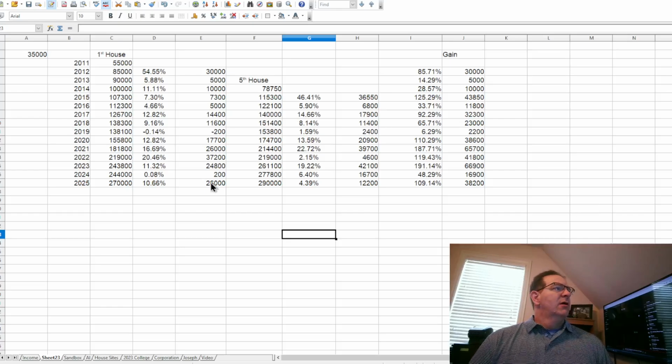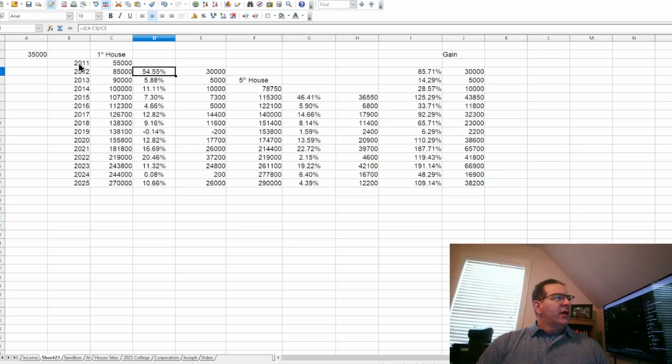And so if you look at here, in 2011 I bought a house. Now, we won't get obsessed over the value of the house yet, but I bought it for $55,000, and the next year it was worth about $85,000, and that's an estimate because I can go back in the records to 2015. It was worth $107,300, and so this is the progression of the house value over a period of time.